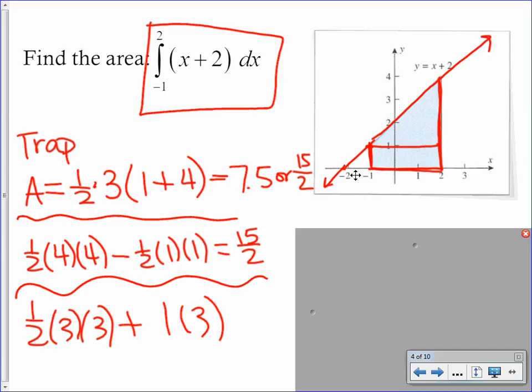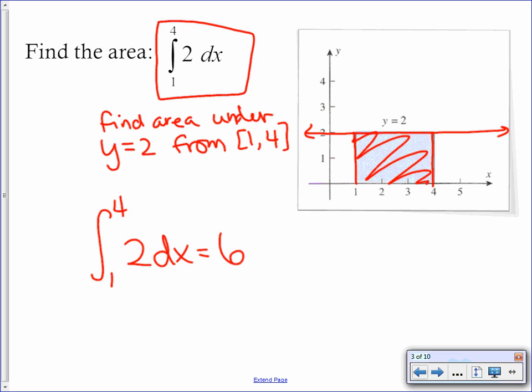So our integral from -1 to 2 is 15 halves. I'm going to tell you, eventually we are going to learn, like tomorrow, how to do this using the antiderivatives that we've practiced. Sometimes the geometry is going to be faster though, especially like this example. That was super quick.